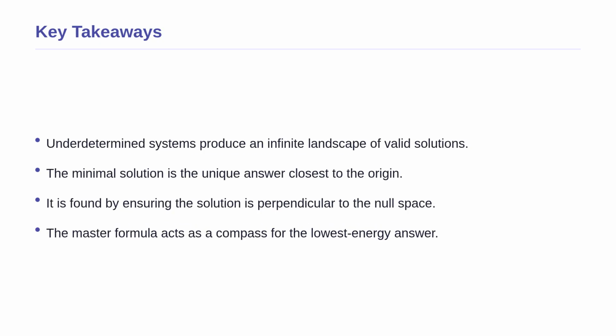We have covered a lot of ground today, so let us reinforce the most important ideas. First, remember that when a system of linear equations has more unknowns than constraints, it produces an infinite landscape of valid solutions. Second, by leveraging the adjoint matrix and the concept of orthogonal spaces, we can slice through this infinite set to find the single, unique solution that is closest to the origin. Finally, the master formula we derived acts as a mathematical compass, always pointing us to the most efficient, lowest energy answer available. You now have a deep understanding of minimal solutions. Great job working through these concepts.